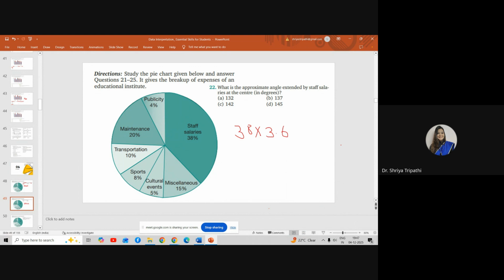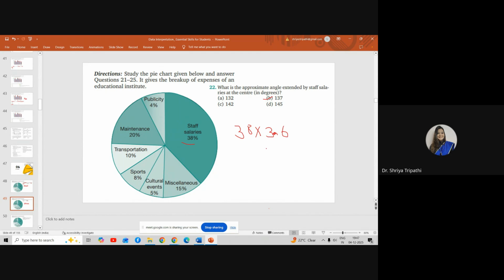360 degrees we have, right? So here we'll do 38 into 3.6. So here the answer would be 136.8, which if we round off, since it's 0.5 and above, it will be 137. So it's simple. Whenever they are asking degrees, whatever the percentage is, you multiply by 3.6. So here the right answer is option B, 137.